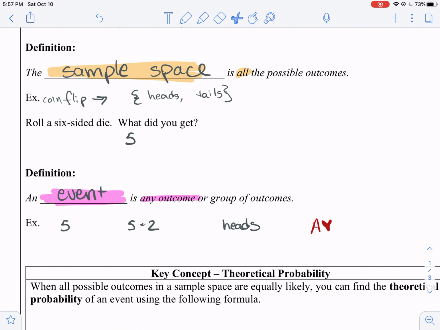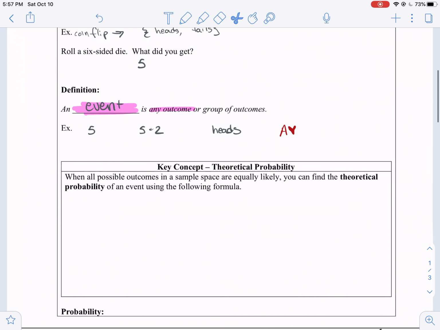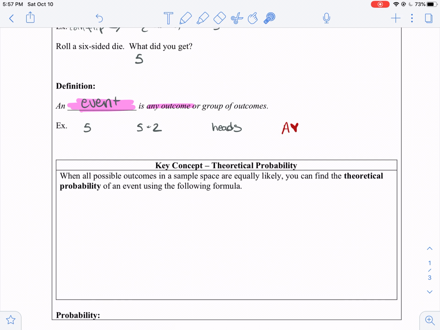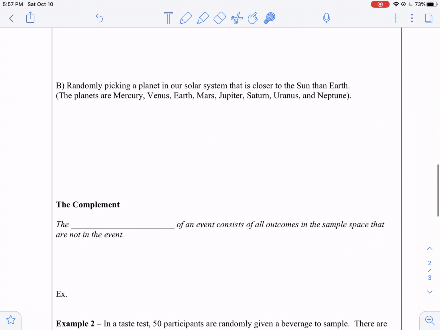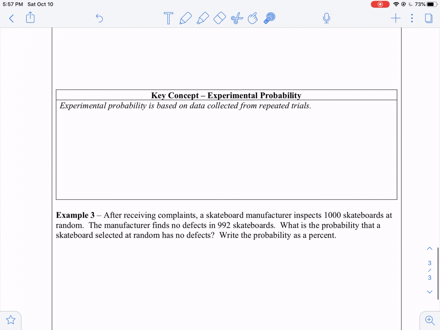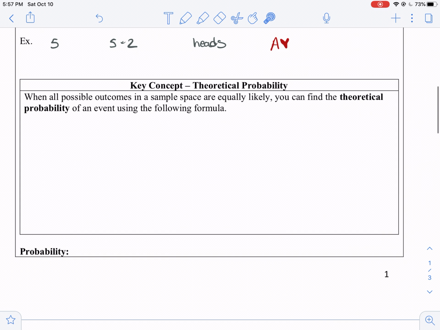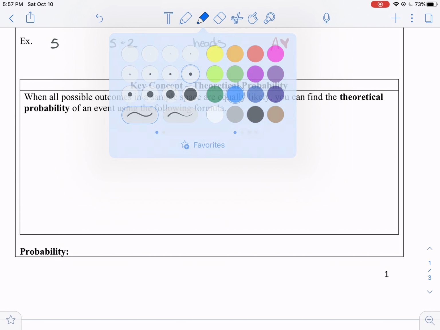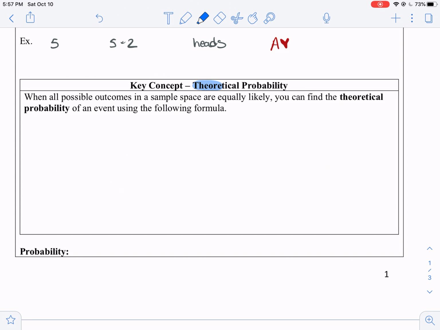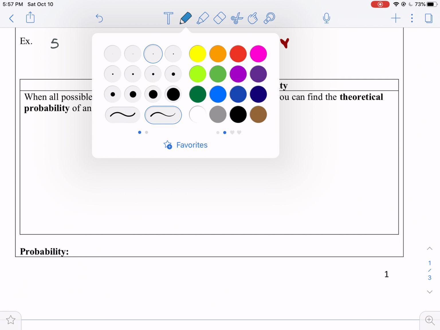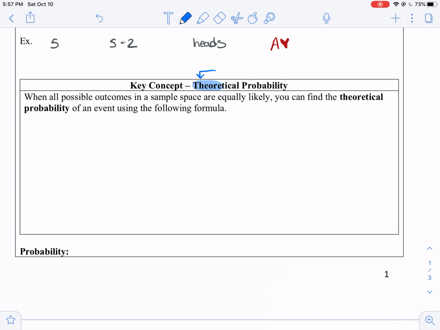Okay, cool. So we're going to talk about two things today. We're going to talk about theoretical probability, and we're going to talk about experimental probability way down here. And then we're done. So first, theoretical probability is what's going to happen in theory. What you expect to happen, what your calculations would say is going to happen. It's all about the theory, the idea of what's going to happen.